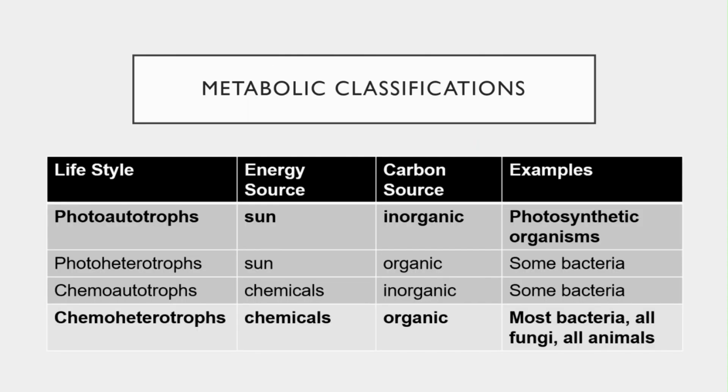Recall that we have two components we need to keep track of when classifying the metabolisms of organisms. Together, our metabolic classification identifies the way in which an organism obtains its energy and carbon sources. For instance, a photoautotrope harnesses energy from the sun and obtains its carbon from inorganic sources, whereas a chemoautotrope obtains its energy and carbon from inorganic sources.